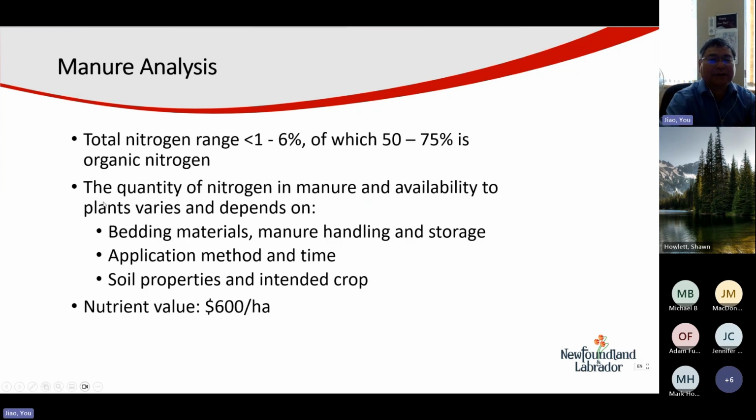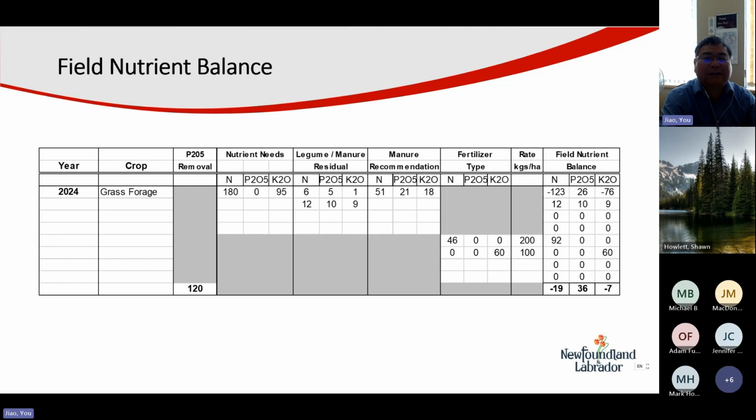Manure analysis: nitrogen is normally around 1 to 6%, and around 50 to 75% of it is organic nitrogen in the manure. The quantity of nitrogen in manure varies depending on bedding material, manure handling, storage, application method, time, soil property, and intended crop as well. The nutrient value is roughly $600 per hectare; if I use manure, I can save that to purchase fertilizer. The field nutrient balance is what the nutrient management plan does.